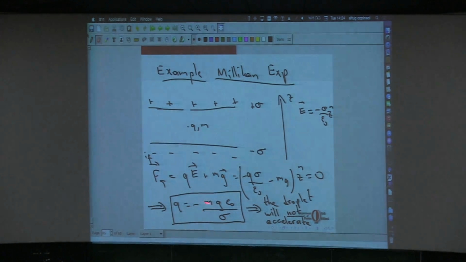And since the electric force is much, much stronger than gravity, these droplets tend to have just one or two electric quanta. One more electron or one less electron. And by just choosing the value of epsilon 0, he could determine the charge of the electron.